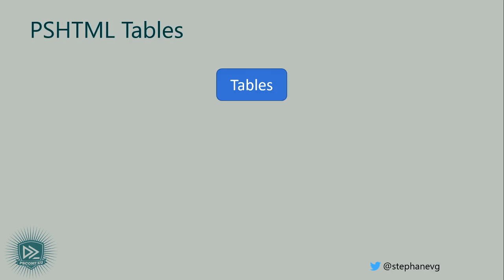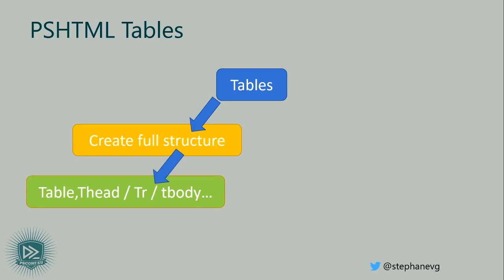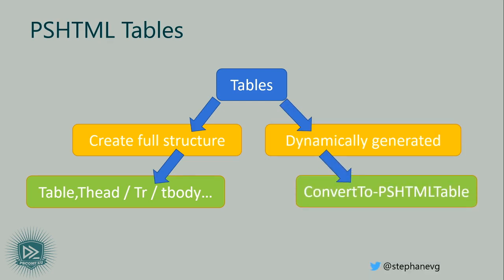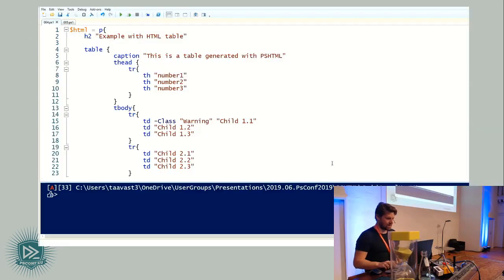Another thing I want to talk about is tables. In PSHTML, it's possible to create HTML tables in two different ways. The first way is to replicate the full HTML structure using table, thead, table rows, tbodies, etc. Or you can do it in a more dynamic way, using a command called ConvertTo-PSHTMLTable, which is going to do all that for you magically. I'm going to demonstrate two ways of doing that.